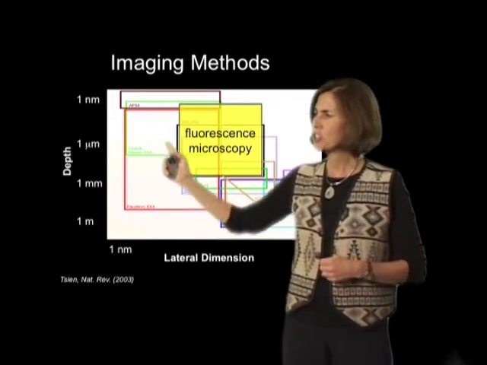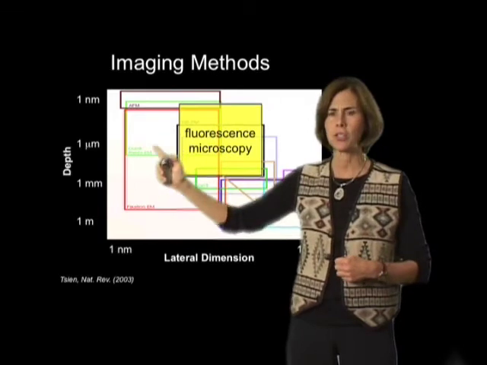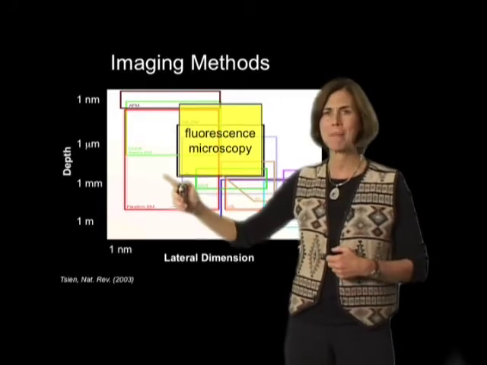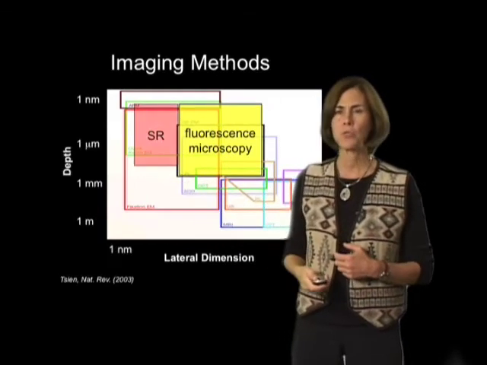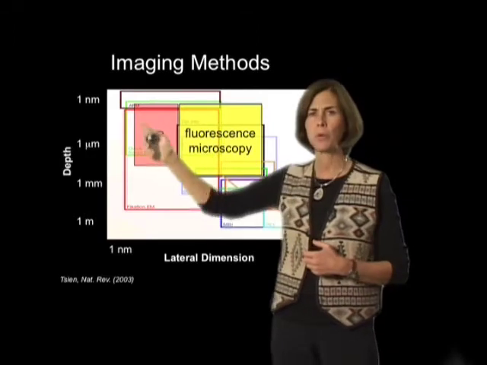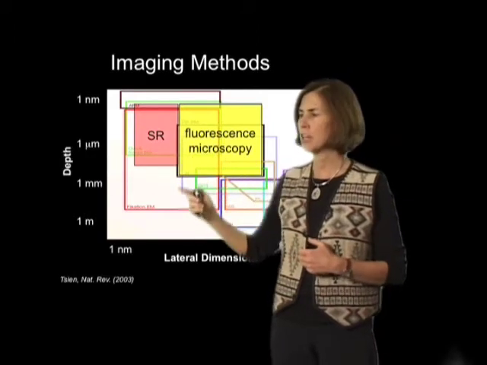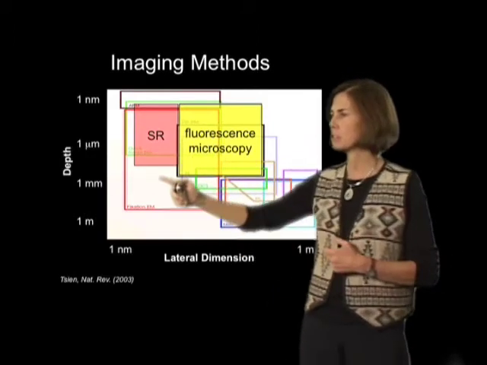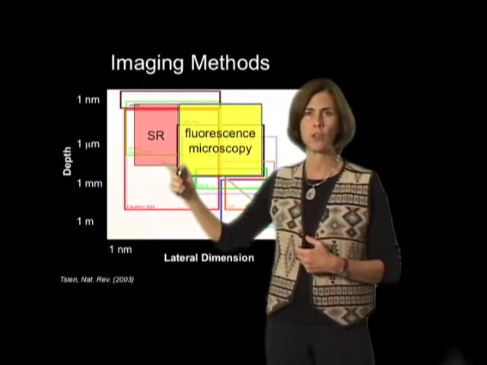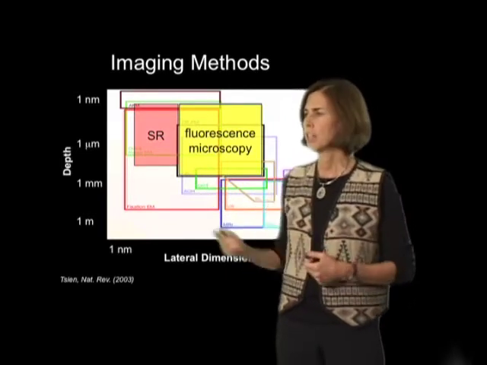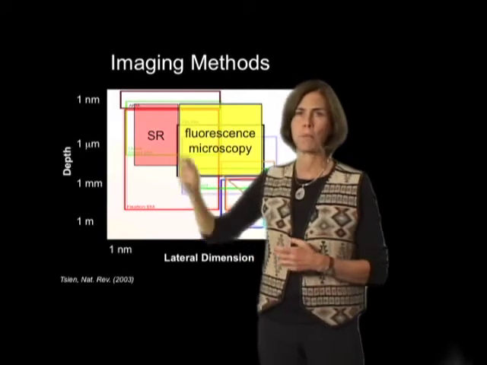And so it's been a challenge for biologists to image in this nanometric region. And this is the region that we call super-resolution imaging. Anything from just a couple nanometers up to about 200 or 400 nanometers in size is in the realm of super-resolution imaging.